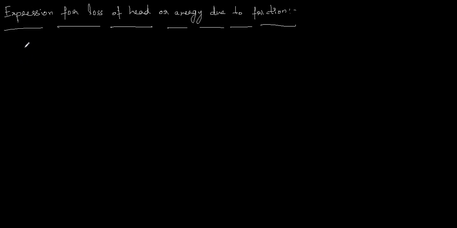So in this video, we are going to discuss how to derive an expression for the loss of head or energy due to friction. Whenever the fluid is flowing through a pipe, loss of energy takes place due to the frictional resistance offered by the internal surface of the pipe. So what is the amount of the loss taking place? That amount of the loss we can find out by using an expression, and that expression we are going to derive now.